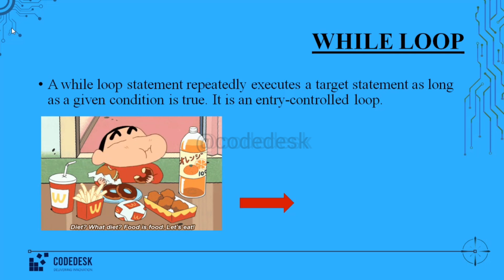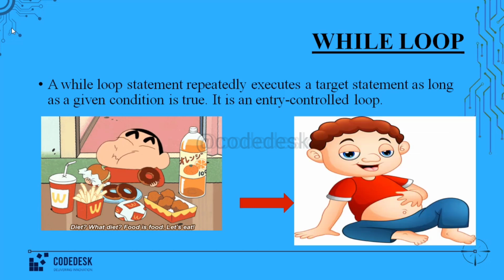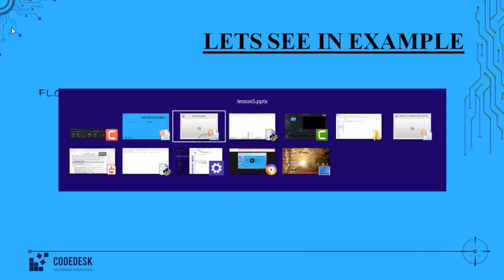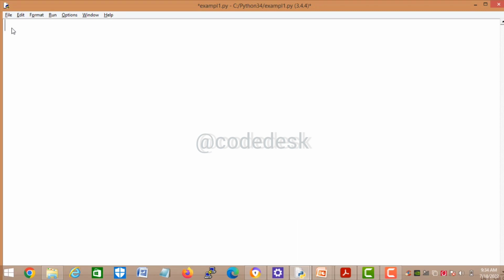So if you are hungry, you are going to eat something. Up to which limit are you going to eat? Until your stomach is satisfied, you are going to eat something. This condition is said to be the looping statement. Let me move to the terminal so that you can easily understand.